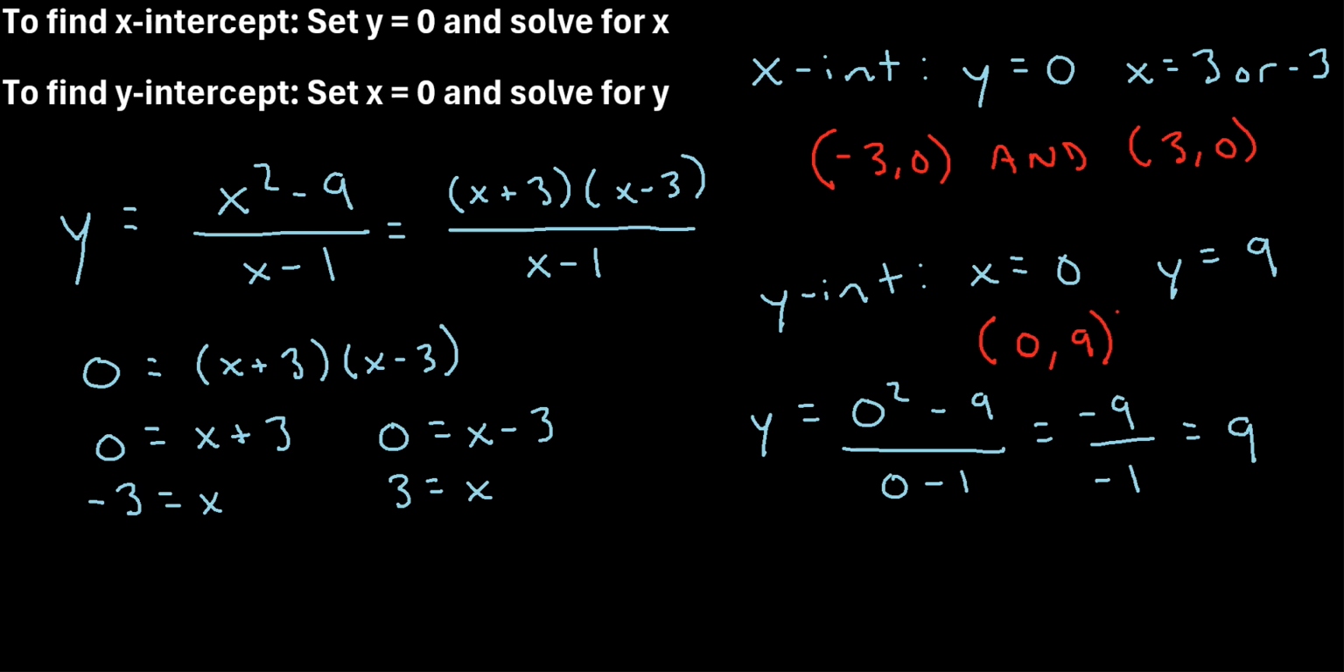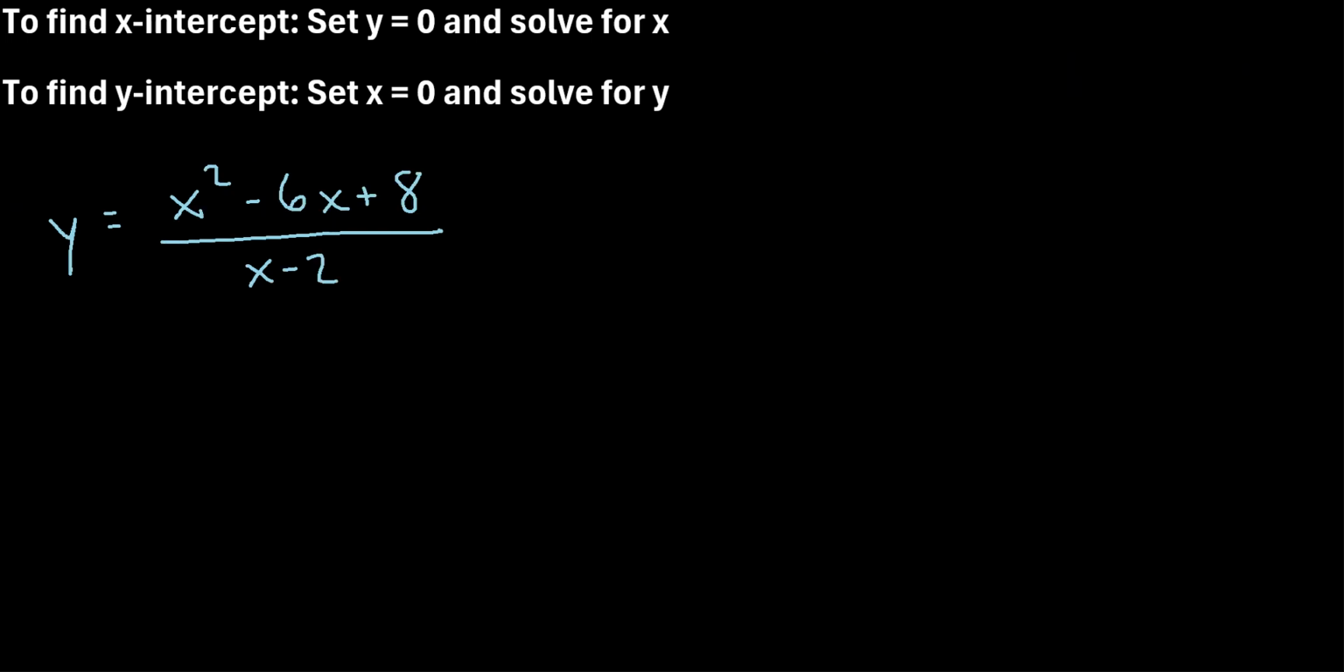So we found our two x-intercepts and we found the y-intercept. Okay, let's try one more example. Let's say we have y is equal to x squared minus 6x plus 8 over x minus 2. So to find the x-intercept, we will set y equal to 0 and solve for x.